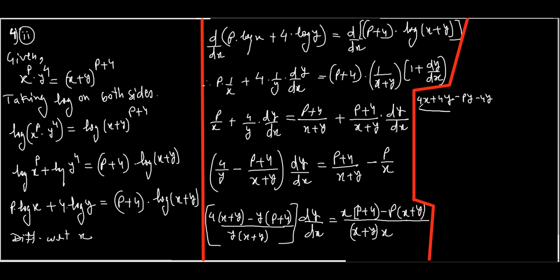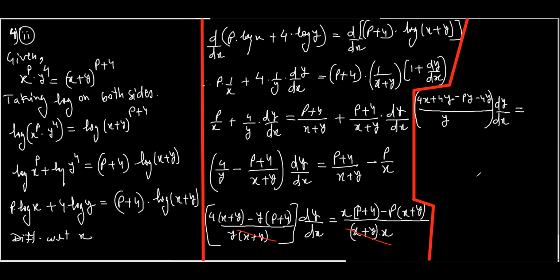And the denominator, see here. I have in the denominator 2 factors, y and x plus y, and here also in the denominator 2 factors, x and x plus y. So very simple, what will happen? This x plus y will cancel. So in the denominator on the left, I'm having only y, into dy by dx.